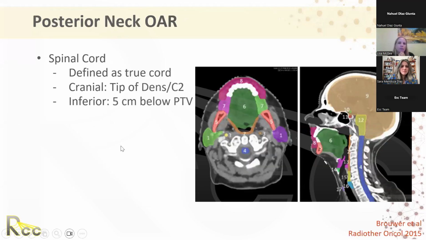The one posterior neck OAR that I was assigned to go over was the spinal cord. Usually as we're contouring this for an IMRT case, we define this as the true cord. Cranially, we contour from the tip of the dens of C2 inferiorly, at least several centimeters below the PTV. Usually that anatomical definition is 5 centimeters so that you can accurately calculate a DVH for the spinal cord.